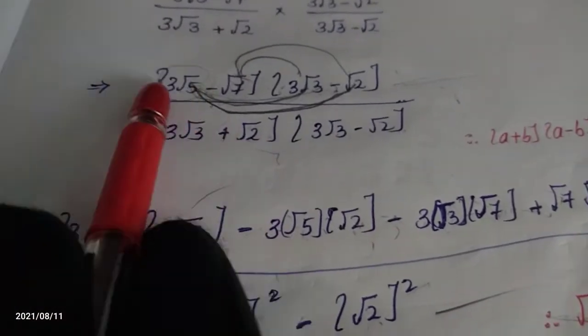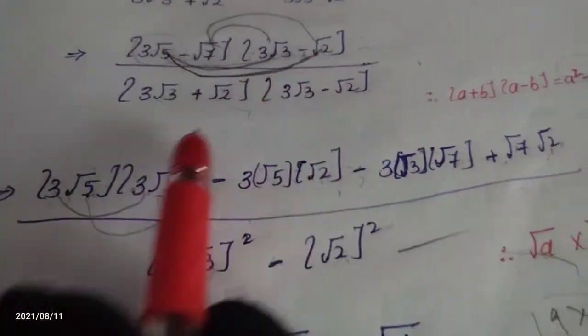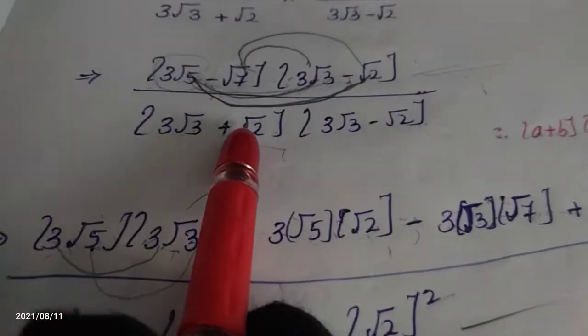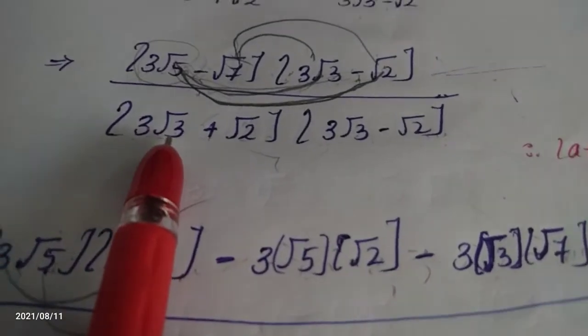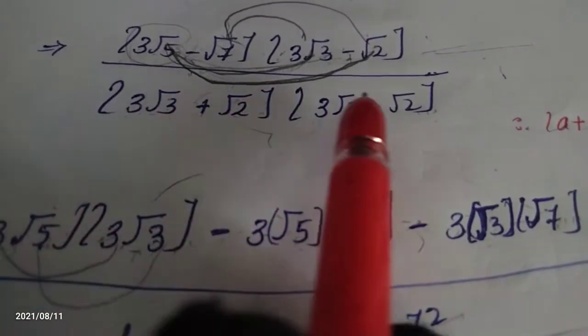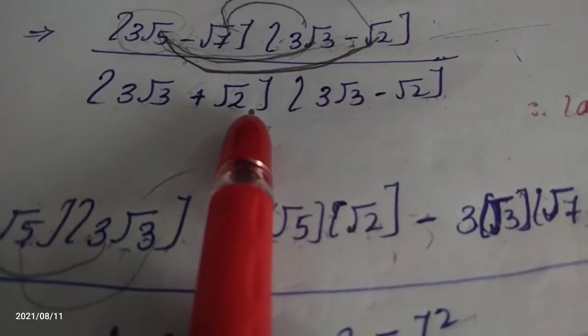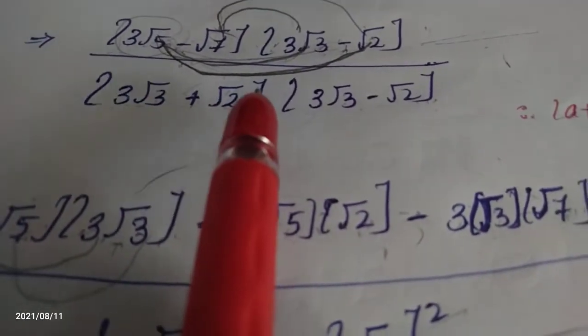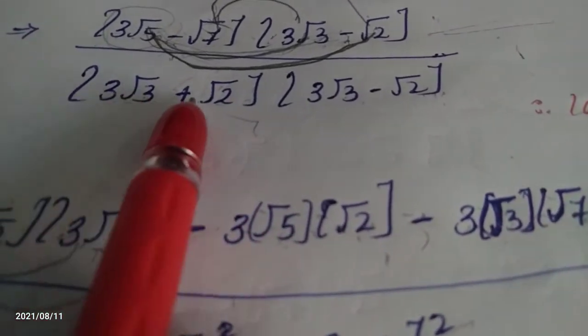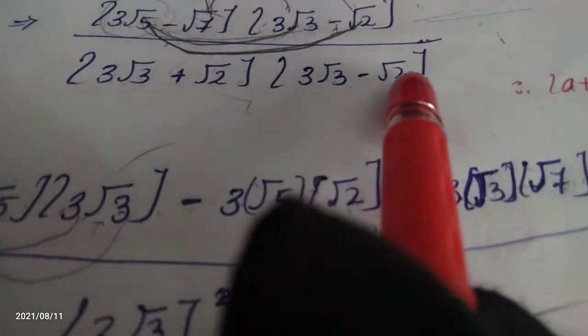Come to the denominator. We are multiplying each number with each other. This is our answer. Come to the denominator. Can you see this denominator? The numbers a and b are similar, which means we can apply a formula here. Which formula? Let's see. 3 root 3 plus root 2, 3 root 3 minus root 2.